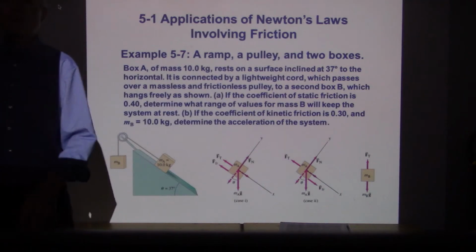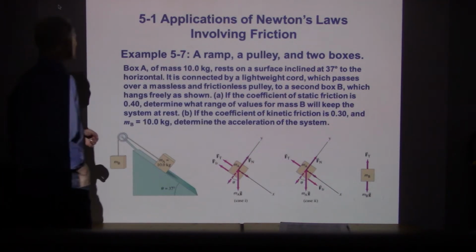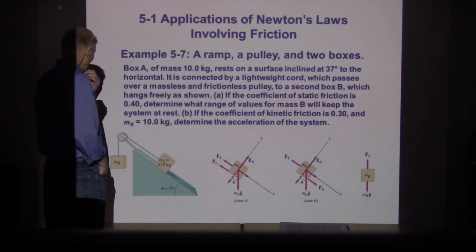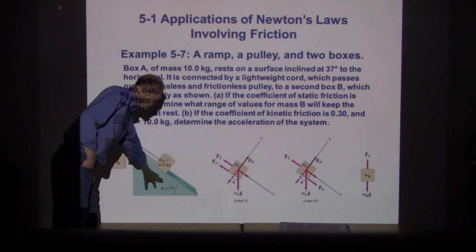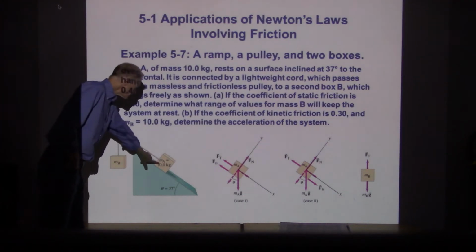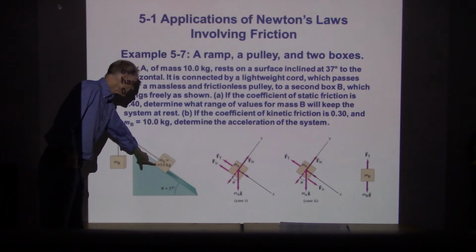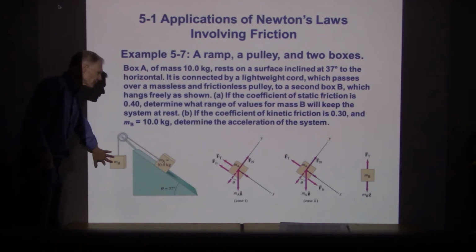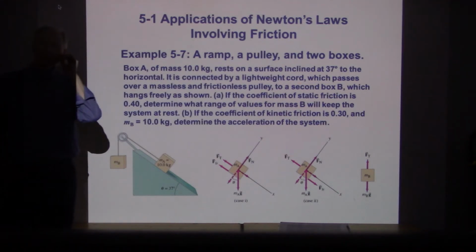All right, here's another incline problem. Let's see what we have going on here. Here's an incline. It's at 37 degrees, and one of the objects, object 1, is 10 kilograms. Object B, we haven't decided how much mass it has yet.